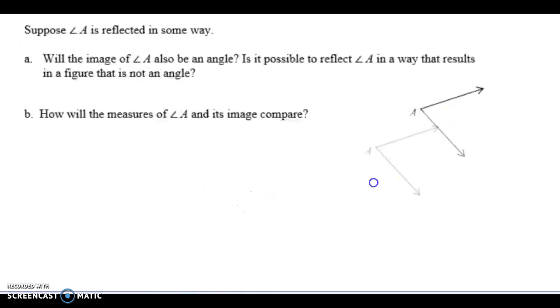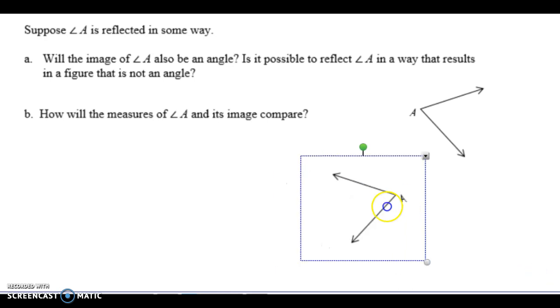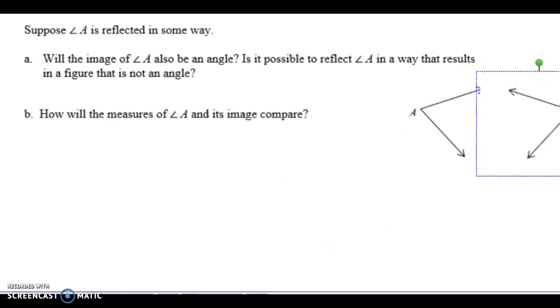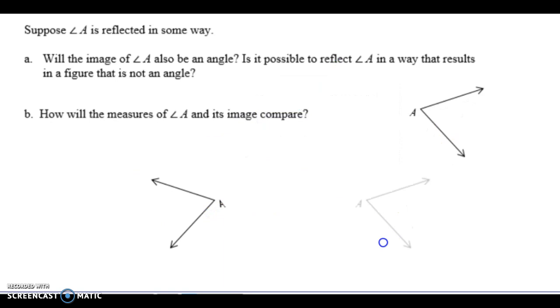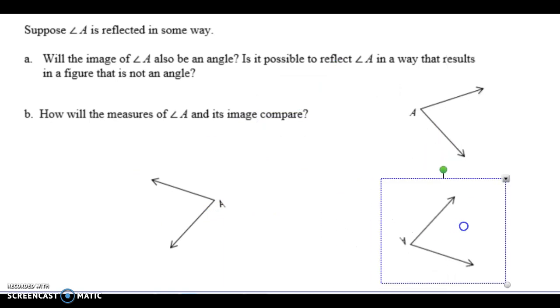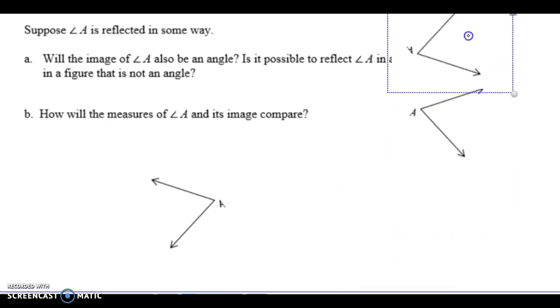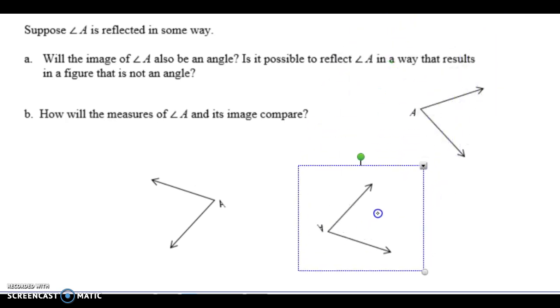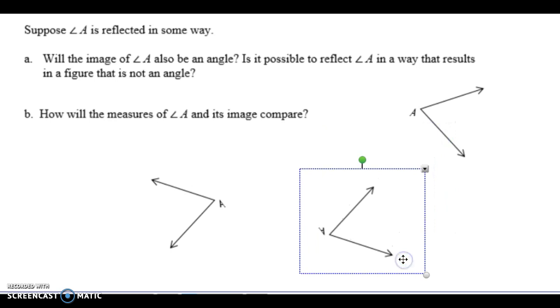And then last but not least, we have the reflection. So if we take this and we flip it, so it's been reflected either this way or this way. Has it changed? Nope. And then if we take it and we reflect it again, now it's been reflected this way or this way. Has it changed? There's no way that you can reflect this guy that will result in a figure that is not an angle and not the exact angle.